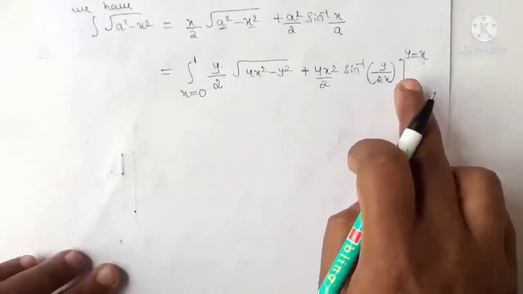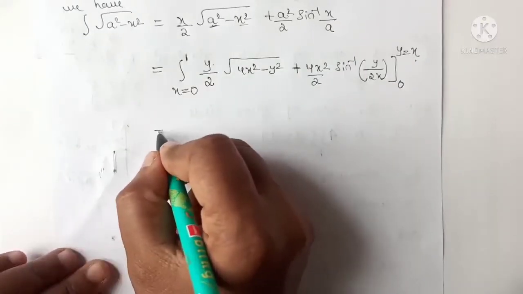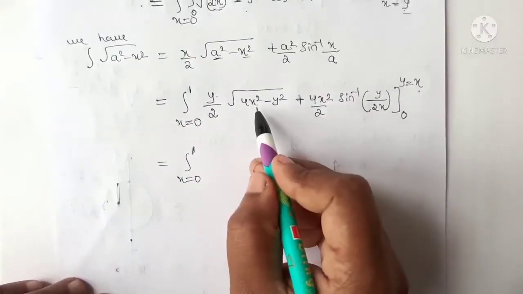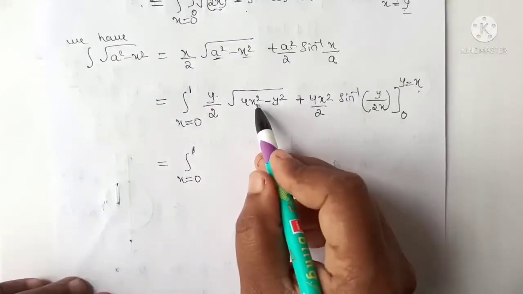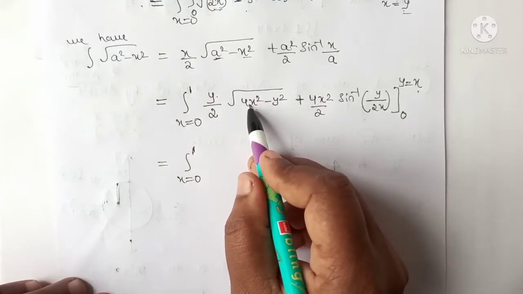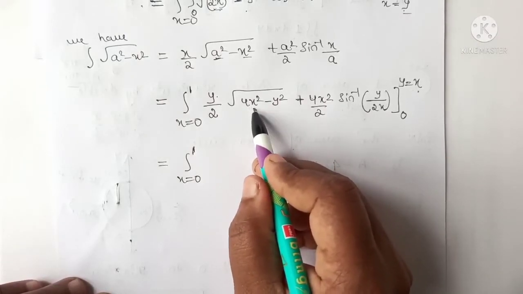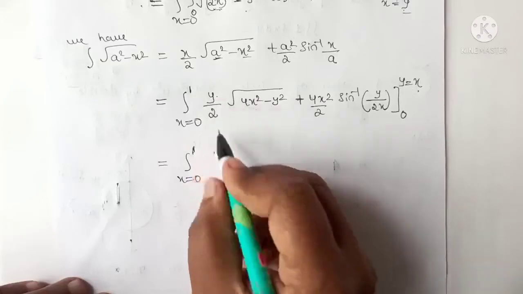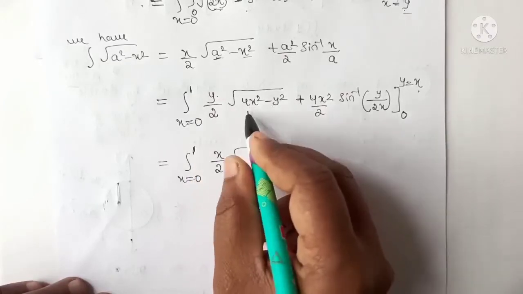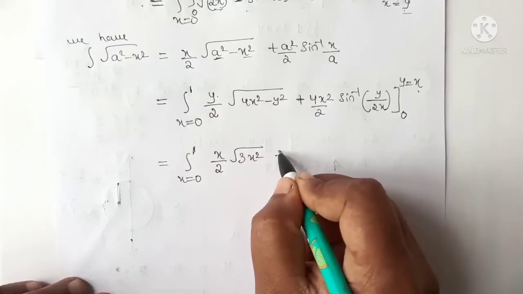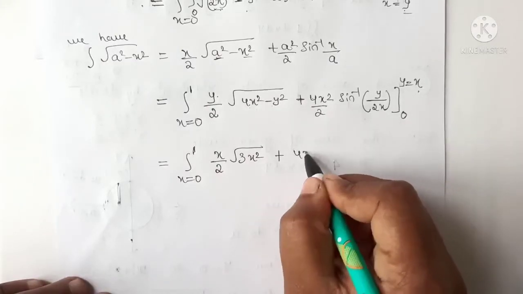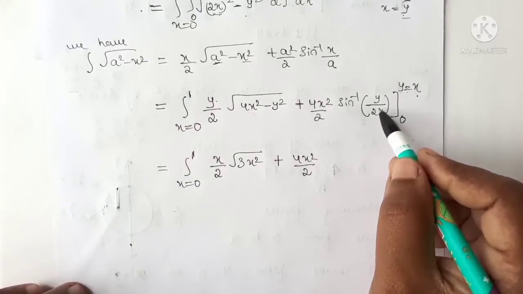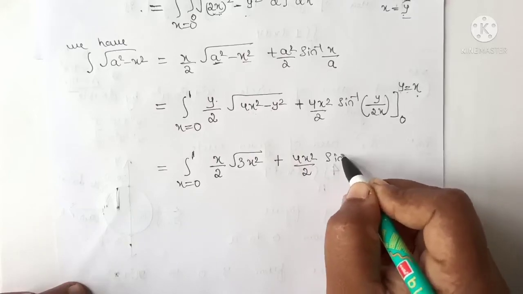We replace y equals x in this, we get integral x equals 0 to 1. So now substituting y equals x, we get 4x square minus x square, that is 3x square. So this is x by 2 square root of 3x square plus 4x square by 2 as it is. Here substituting y equals x, x gets canceled, we get 1 by 2. So sine inverse of 1 by 2.